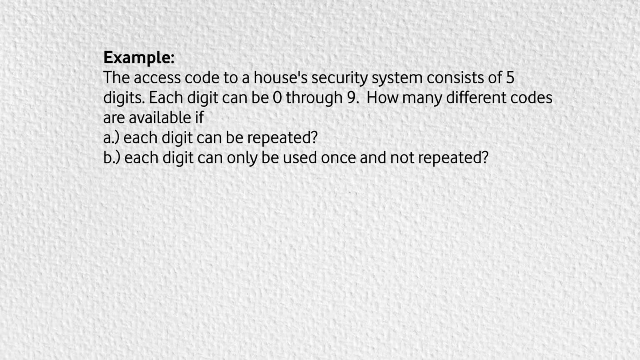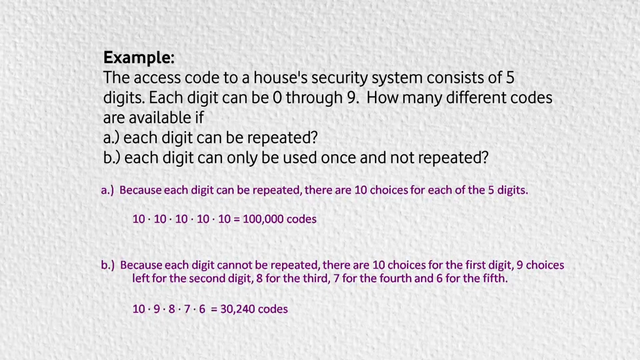And for the fundamental counting principle, if we take one more example, the access code to a house security system consists of 5 digits. Each digit can be 0 through 9. How many different codes are available if each digit can be repeated? And if each digit can only be used once and not repeated?